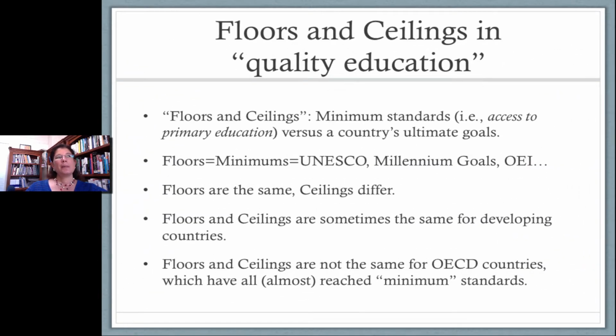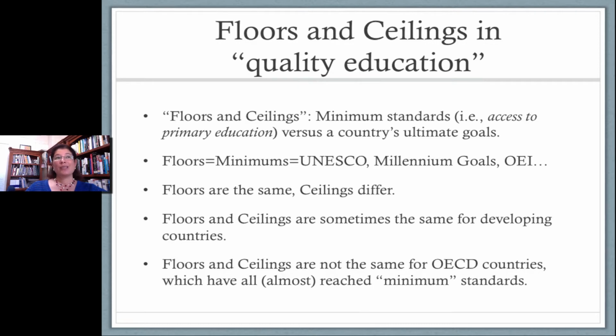And one way to do this, which is very interesting, is that we found that there are definite floors, definite minimum standards, that have been promoted by the large international organizations: UNESCO, the Millennium Goals, the Organización de Estados Iberoamericanos. They basically all share the same floors. They basically say that quality education means universal access to primary education, for one of these points. So we know that they all share similar floors, but what's very interesting is that ceilings are very different depending on each country. So while the floors are the same, the ceilings are different.